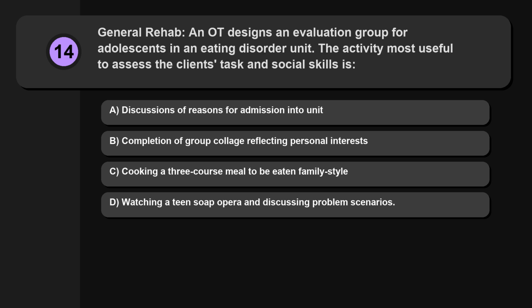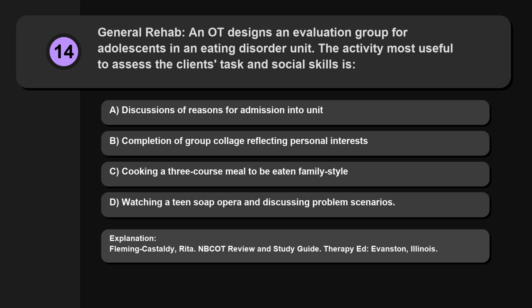Question 14. General rehab. An OT designs an evaluation group for adolescents in an eating disorder unit. The activity most useful to assess the client's task and social skills is: Option A, discussions of reasons for admission into unit. Option B, completion of group collage reflecting personal interests. Option C, cooking a 3-course meal to be eaten family style. Option D, watching a teen soap opera and discussing problem scenarios. The correct answer is option C. Source: Fleming-Castaldi, Rita. Review and Study Guide.